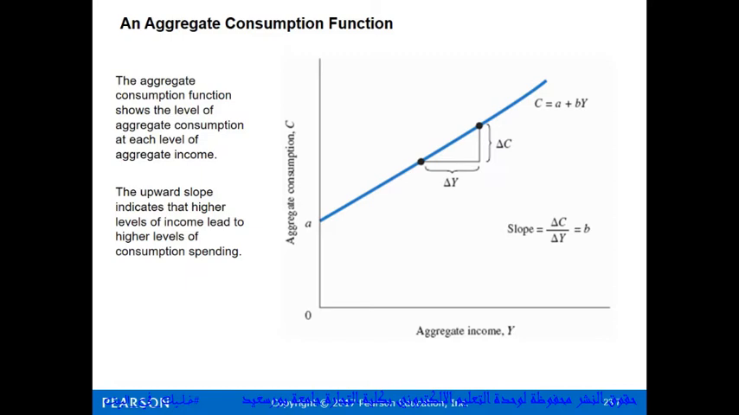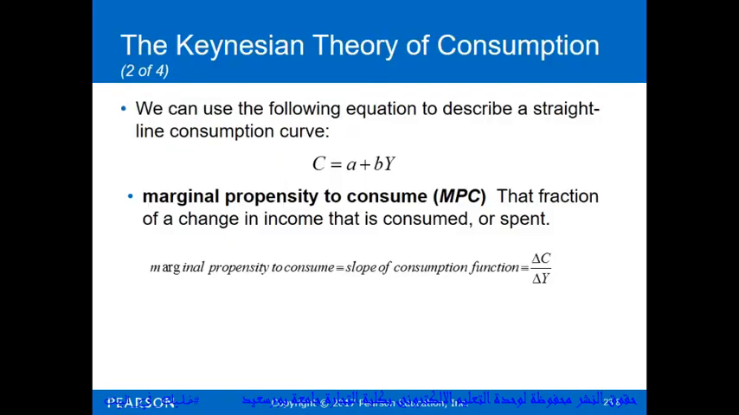Here B represents the slope of the straight line of the consumption function, and this is called the marginal propensity to consume. So we can use the following equation to describe a straight line consumption function: C equals A, which represents the intercept, plus B times Y, where B represents the slope of the straight line. Also, B represents the marginal propensity to consume, or the MPC.